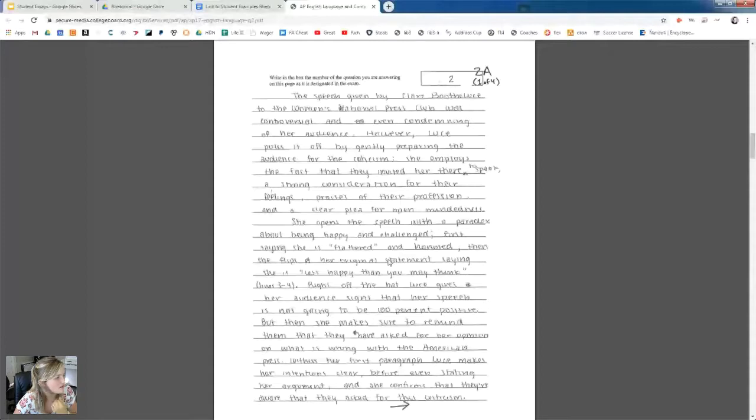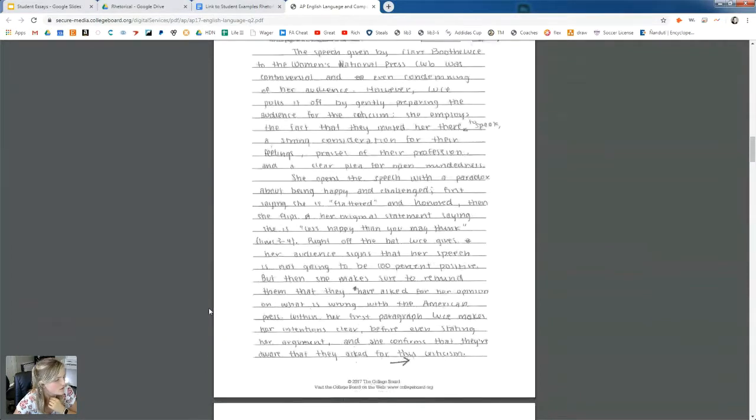Right off, and here they put lines 3 to 4, but just so you guys know, you don't have to do that. It's not like a synthesis essay where they dock you for not doing that. But, I mean, it doesn't hurt to put it in there. Right off the bat, Luce gives her audience signs that her speech is not going to be 100% positive. But then she makes sure to remind them that they've asked for her opinion on what is wrong with the American press. For her first paragraph, Luce makes her intentions clear before even starting her argument, and she confirms that they're aware that they asked for their criticism.